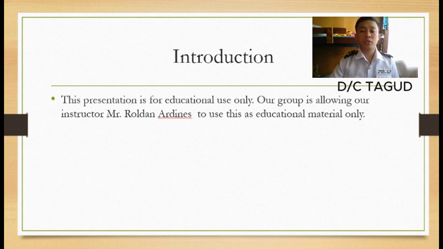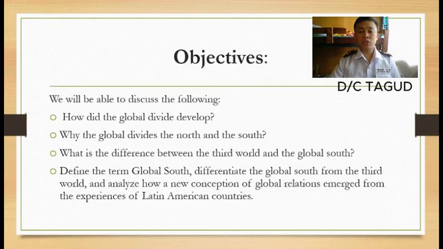Now, let us start with our objectives. The objectives of this report are that we will be able to discuss the following. First, how did the global divide develop? Second, why does the global divide split the north and south? Third, what is the difference between the third world and the global south? And lastly, define the term global south, differentiate it from the third world, and analyze how a new conception of global relations emerged from the experience of Latin American countries. So that is our objective for this report.